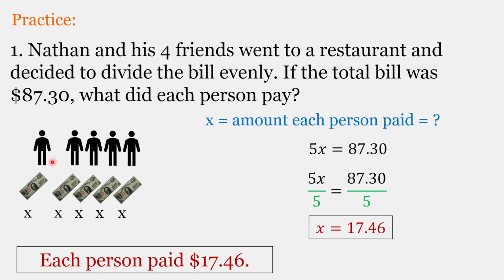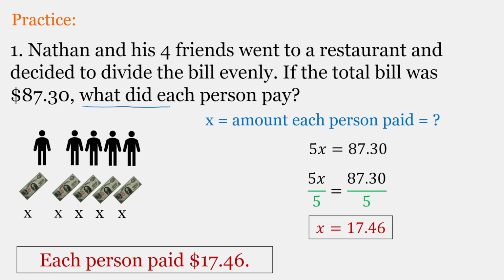Okay, so we have Nathan and his 4 friends. They went to a restaurant and decided to divide the bill evenly. That means each person will pay the same amount. If the total bill was $87.30, what did each person pay?